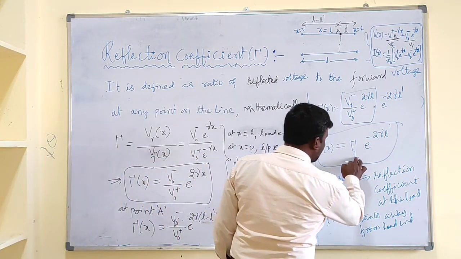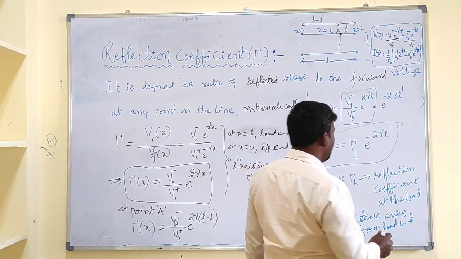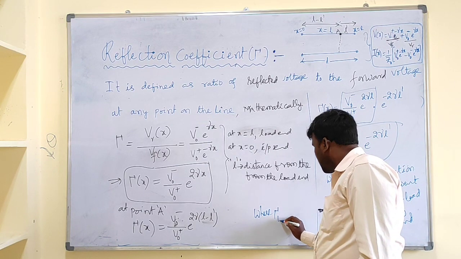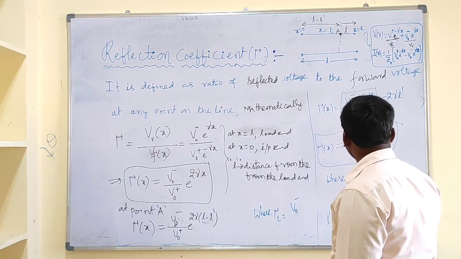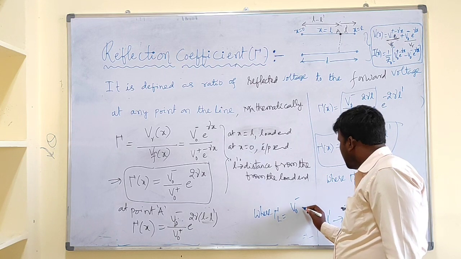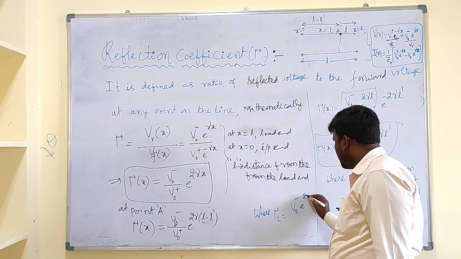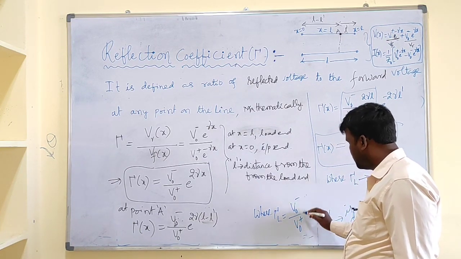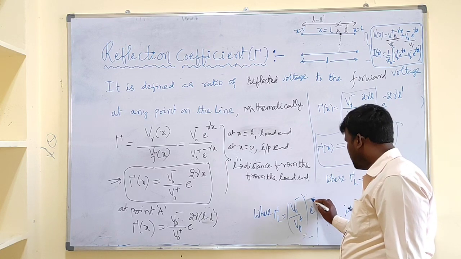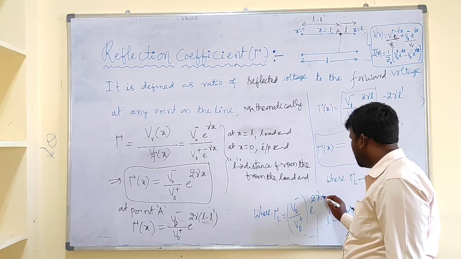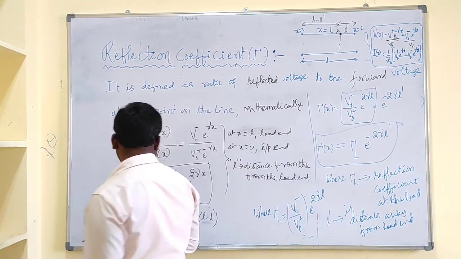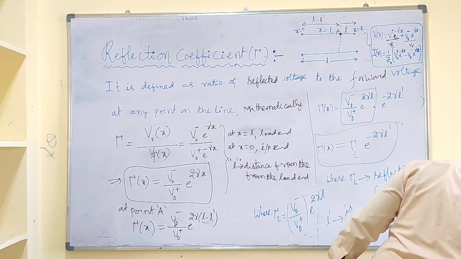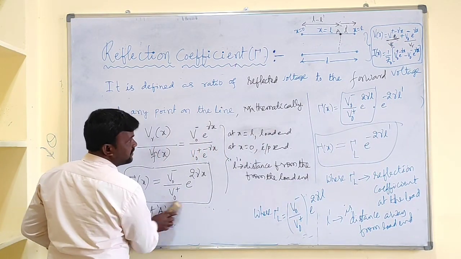I consider only this one, that is gamma L. Gamma L is nothing but (V naught minus e to the power 2 gamma L) by (V naught plus e to the power 2 gamma L), okay.